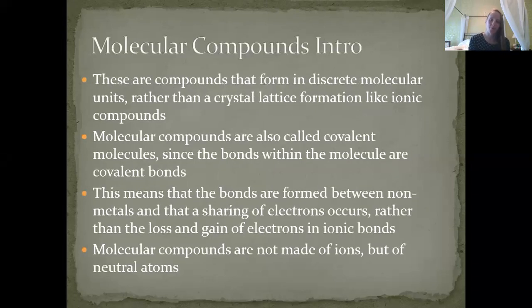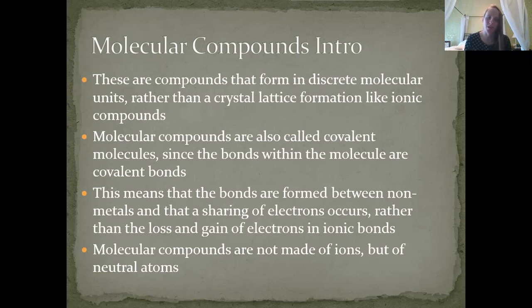So molecular compounds are compounds that form discrete molecules. So they don't do the whole crystal lattice thing that ionic compounds do. Instead, it's like an oxygen molecule and then another oxygen molecule. They're not all connected to each other the way ionic compounds are.